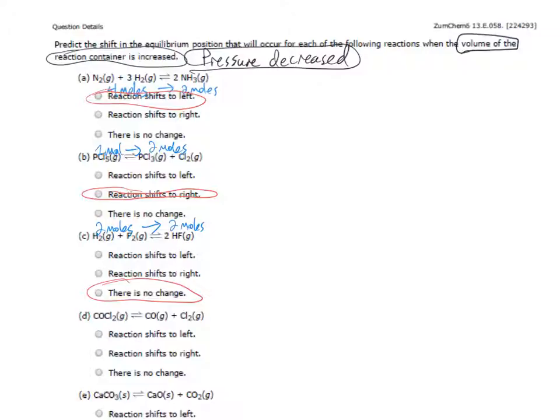Okay, question D. We have 1 mole of gas on the left side and 2 moles of gas on the right side. And once again, if pressure decreases due to the volume of the container increasing, then we shift to the side with more moles of gas, which is to the right.